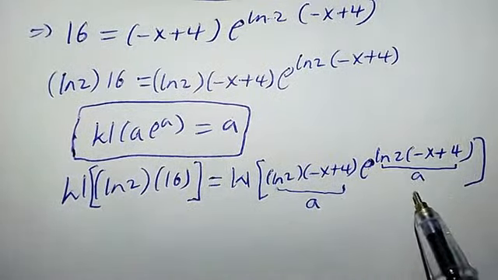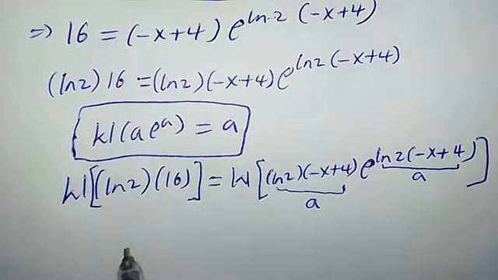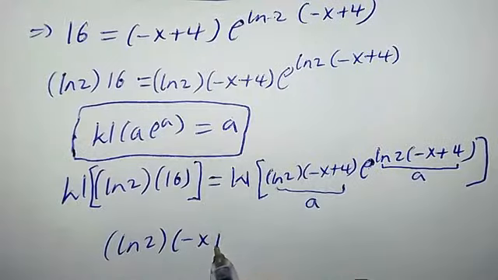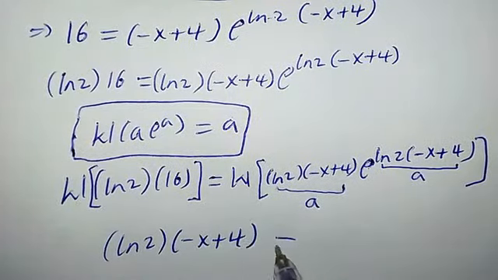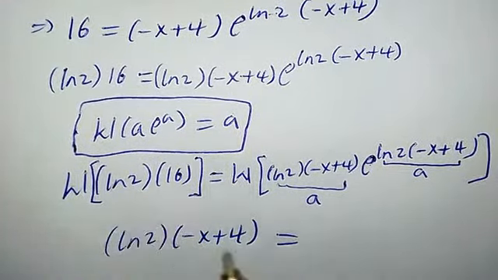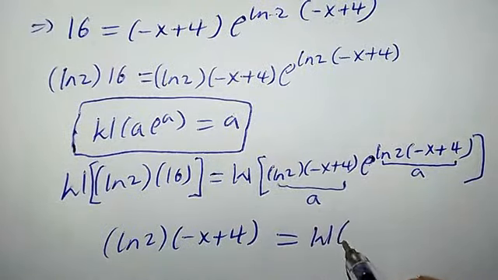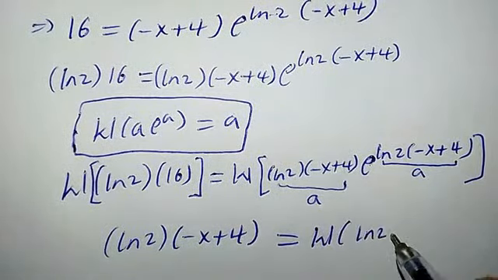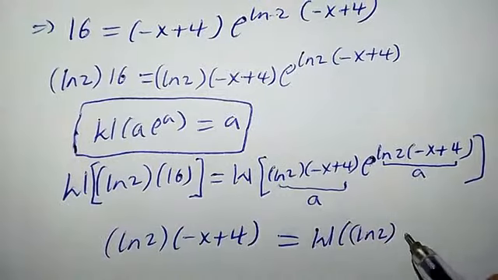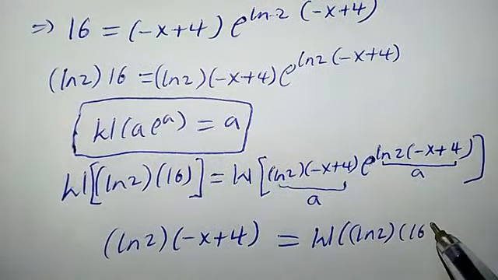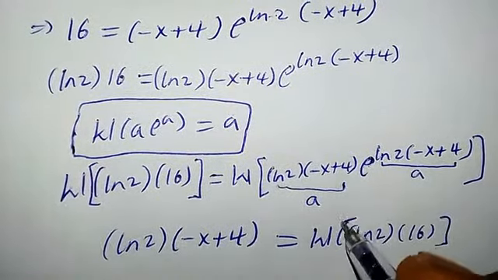This right hand side will now become what? That is ln 2 times negative x plus 4 equals this left hand side, W of ln 2, let's put in brackets, times 16. This is a square bracket.